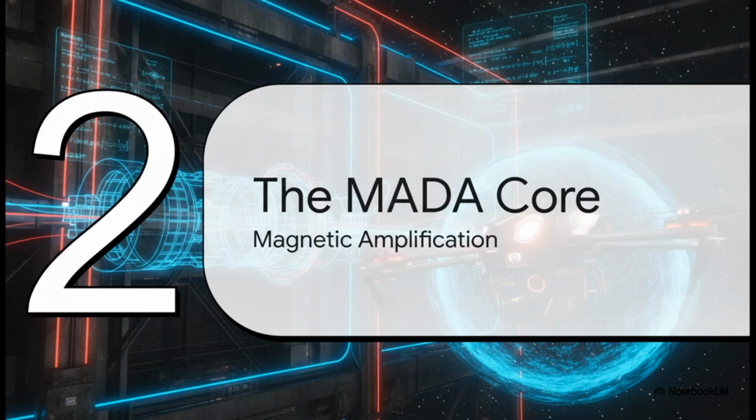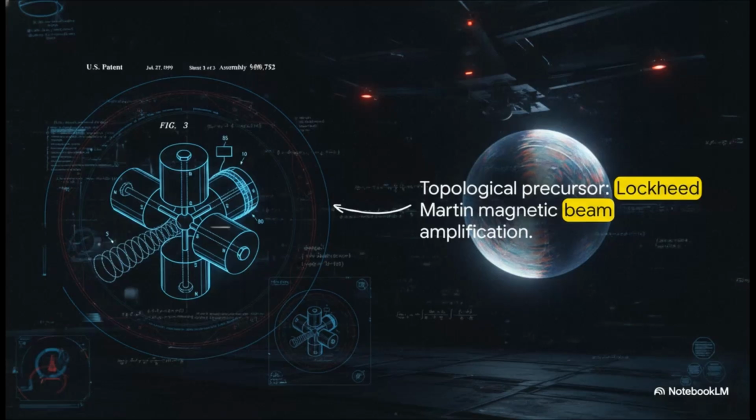Okay, moving on to Section 2, the MADA core. So the big question is, how do we actually access those dimensions and manipulate gravity from our 3D space? You can't just spray fusion energy into the vacuum. It has to be precisely channeled through a macroscopic geometric reactor. This is the magnetic amplification and direction assembly, or MADA.